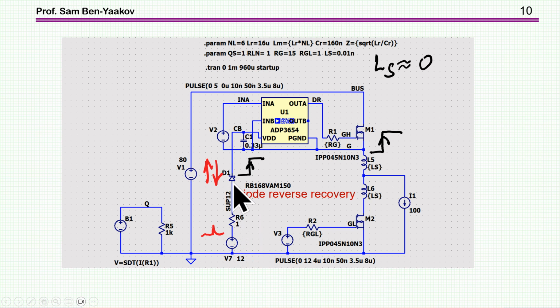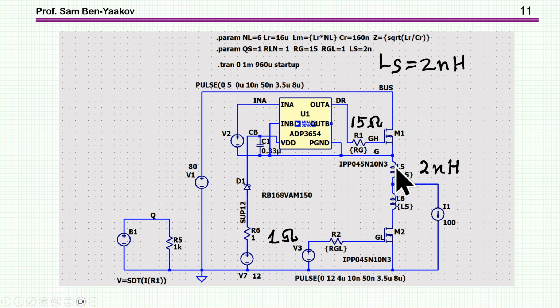And charging by itself, if it finished, will not require a fast diode. But since we have this case in which the diode is conducting and then we are reversing the voltage on it, the reverse recovery could be very high if this would have been a slow diode. So this is why you need a fast diode.